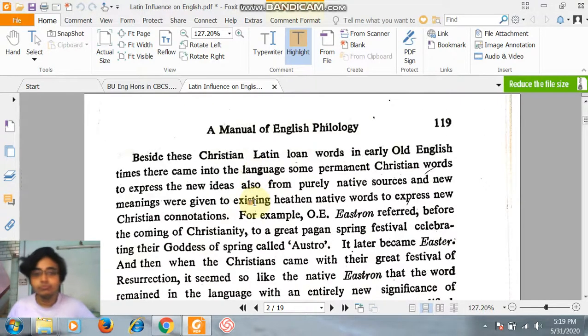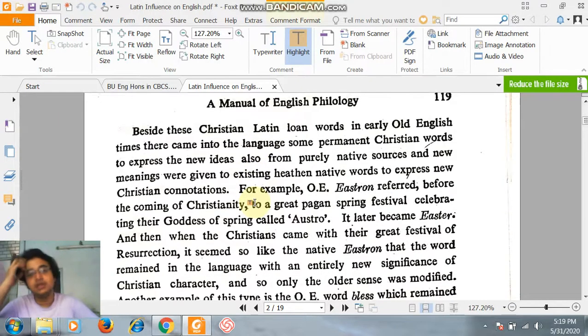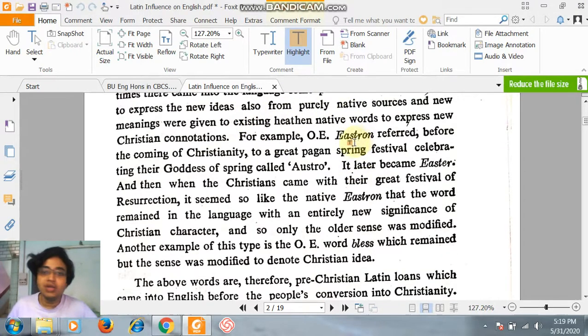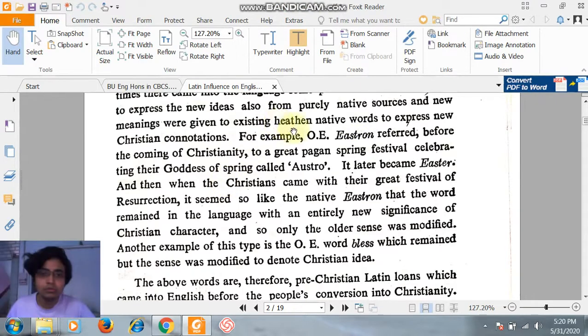So most of these Latin words were originally Greek, since it was only from their Latin forms that the English language adopted them. Besides these Christian Latin loan words in early Old English times, there came into the language some permanent Christian words to express the new ideas, also from purely native sources. For example, the Old English word Estron actually referred, before the coming of Christianity, to a great pagan spring festival celebrating their goddess of spring called Ostro. So it's basically a pagan goddess, bohudevbadi tarachilo aishwamakar Anglo-Saxon.